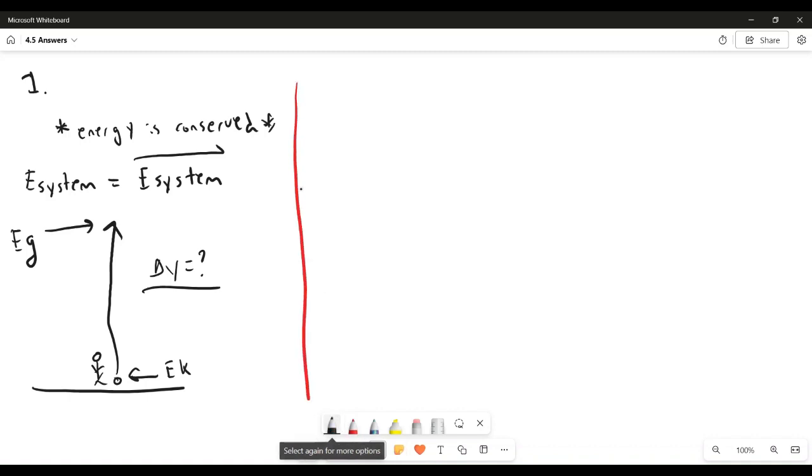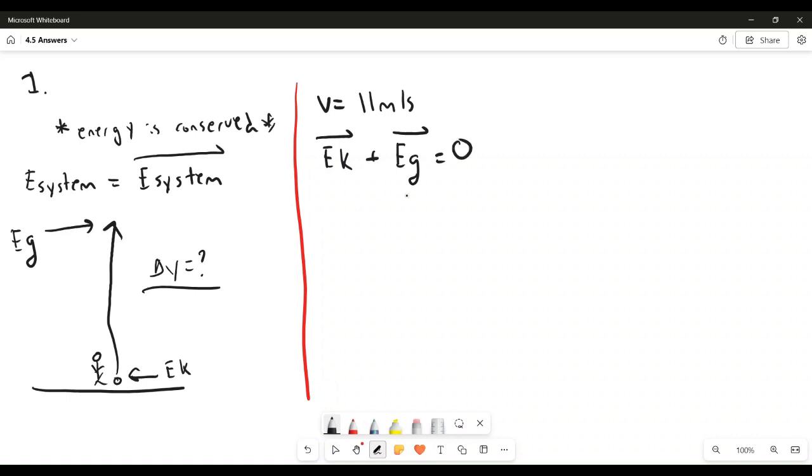So let's look at our givens. And so the only given that we actually have is the velocity at which he throws the ball, which is 11 meters per second. But that's all we need. In this question, we have the kinetic energy, and we also have the gravitational potential energy. For now, we'll write it like this.